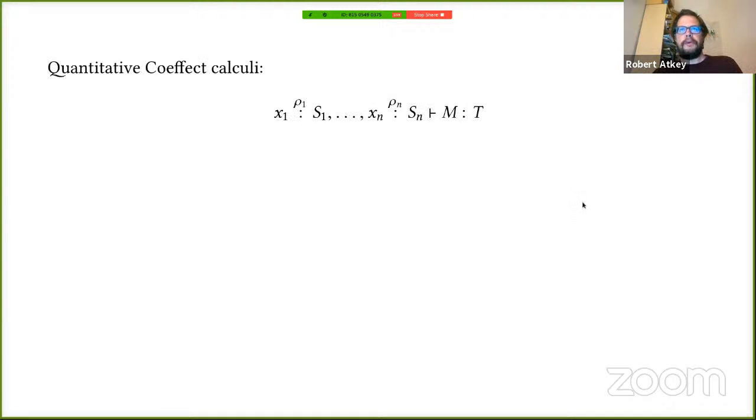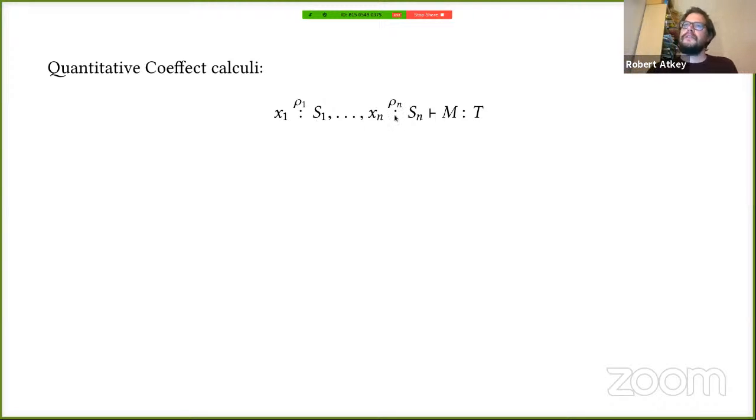So an alternative approach to linearity, or strict linearity, is to use quantitative annotations. This is where we mark each member of the context with how many times it's used. So here, for example, x1 is used ρ1 many times, up to xn, which is used ρn many times. And this tells us a bit more information about how it's used.